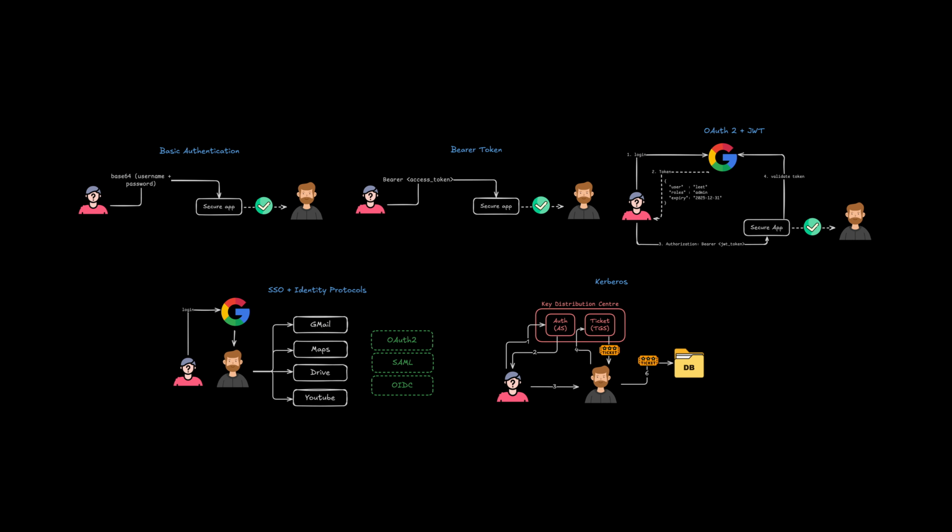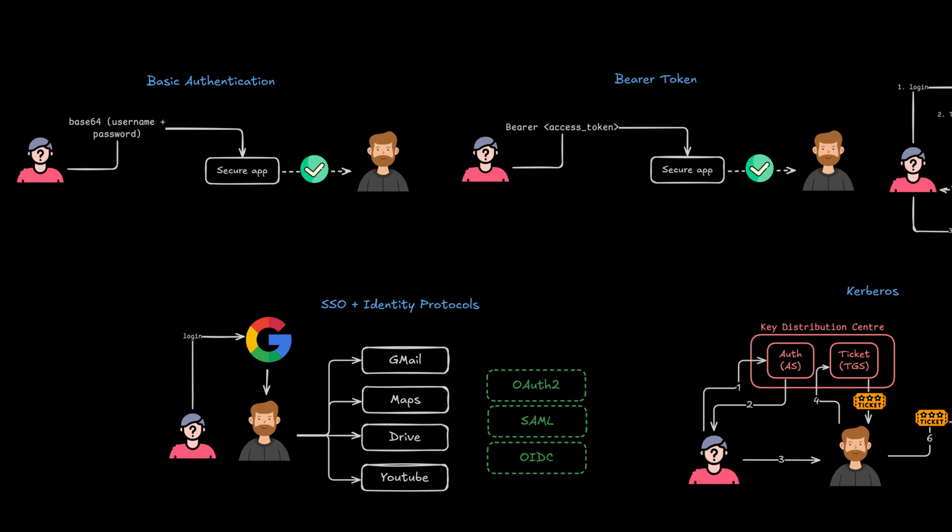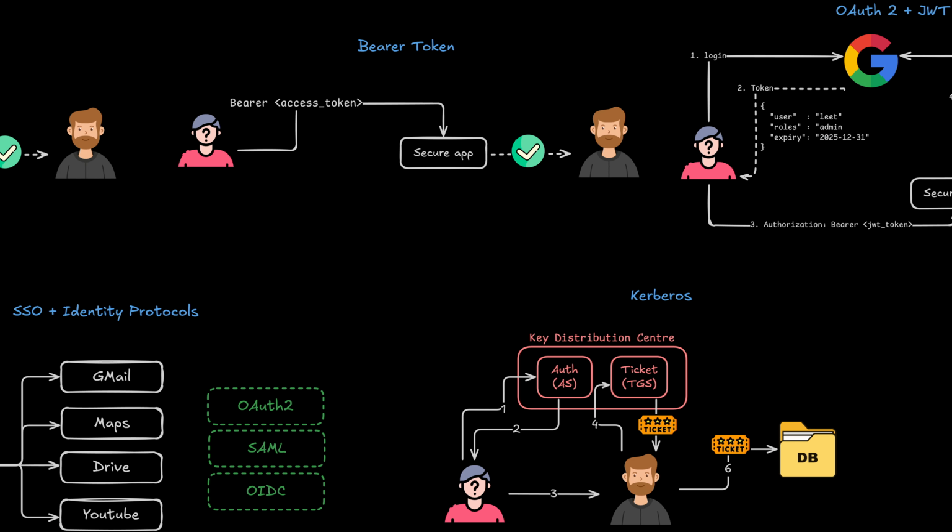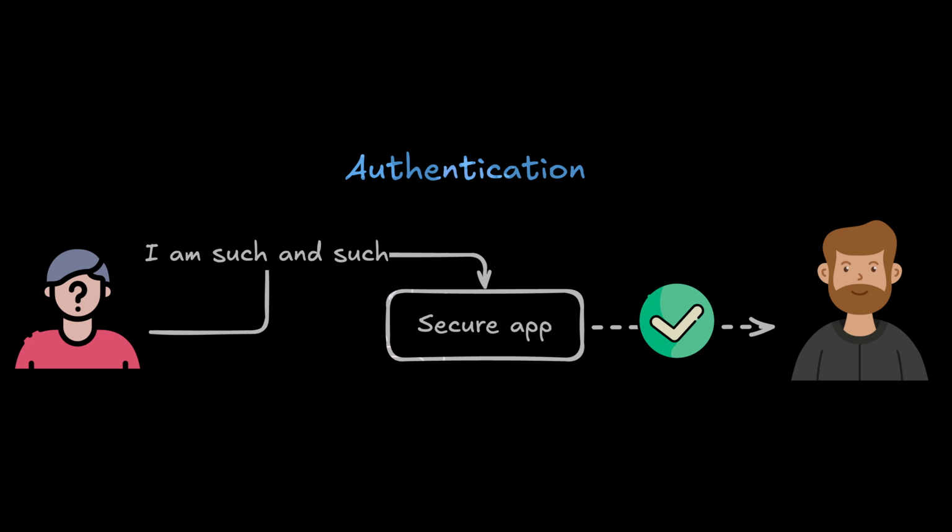Let's talk about authentication, what it is, why we need it, and the most common methods you'll see in the real world. Authentication, in simple words, is simply proving who you are. Think of it like showing your ID at the entrance of a building. The system needs to verify that you are really you.